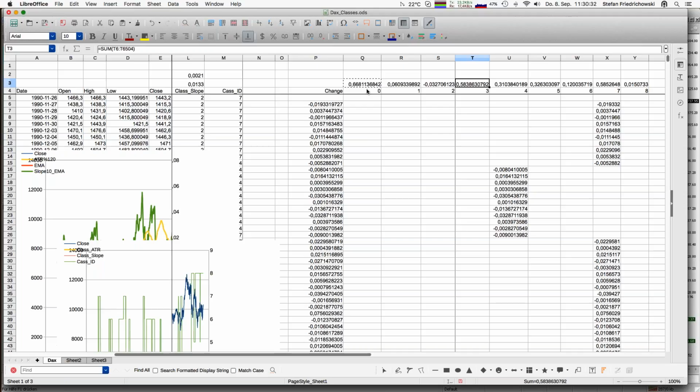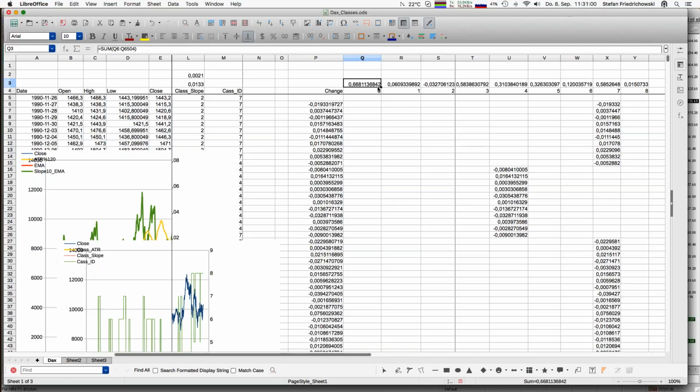If a class would simply sum to a big minus value, then it would mean, oh, don't trade long, trade short. Fortunately, we don't have this here, so we will not get an indication for short trades. But let's look how this develops as well.